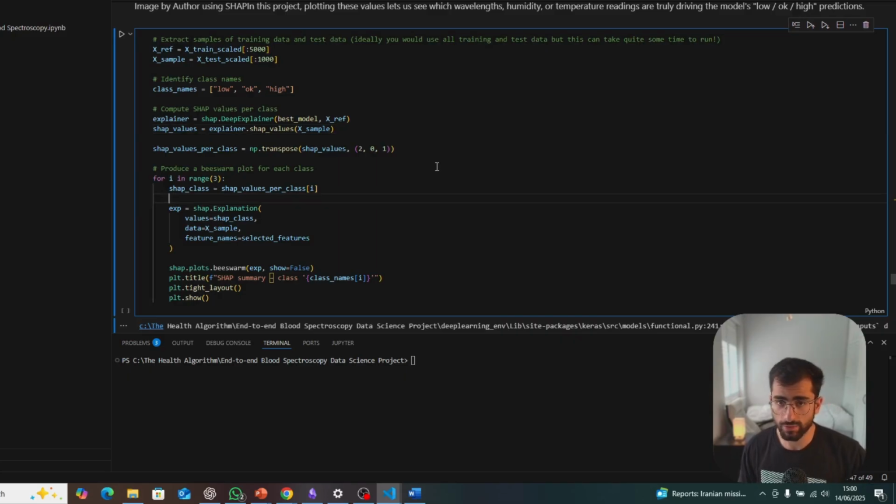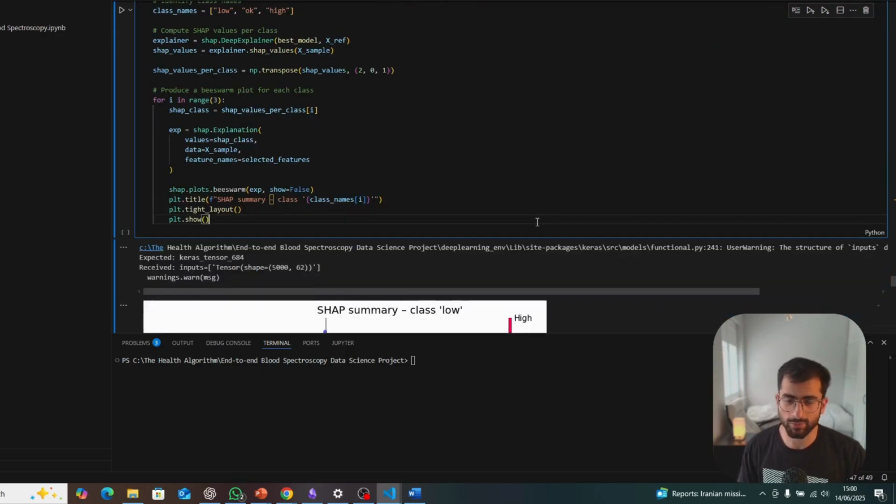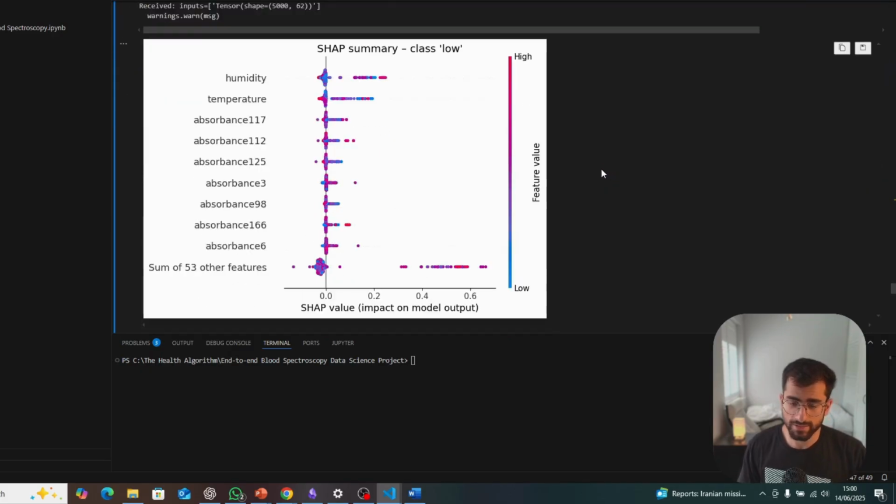For this section, we produce a beeswarm plot for each of our classes of low, okay, or high levels of LDL cholesterol. So what is a beeswarm plot? Some of you may be asking. Essentially, it ranks all of our features from the most important to the least important based on the method used in SHAP. And for each sample, it produces what's called the SHAP value, which essentially gives an impact on the model output. So a high SHAP value means that the feature is increasing the prediction.